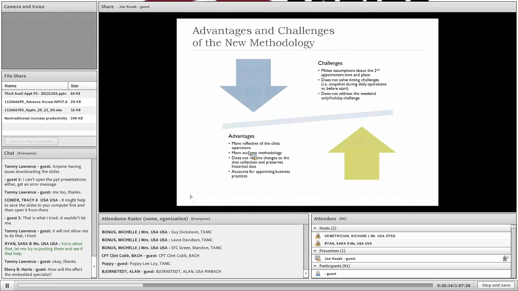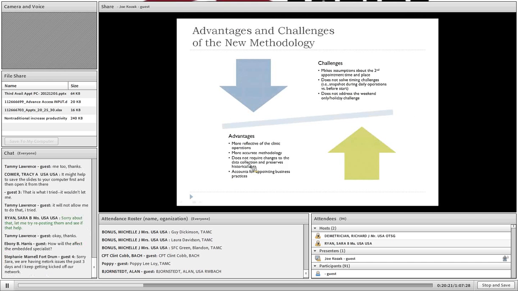The advantages to the new methodology are that it's more reflective of what is actually happening in the clinic. It's a more accurate methodology. It doesn't require changes to the data the way it's currently collected, and we were able to run it against old data. So I actually have 11 months of what this actually looks like.